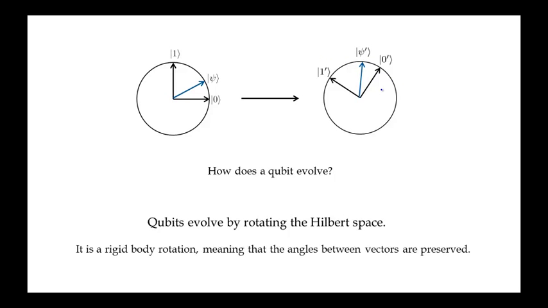What this also means is that if instead of psi, the state of the system had been phi, then the new state would be some state phi prime, and the angle between psi and phi would be exactly equal to the angle between psi prime and phi prime.